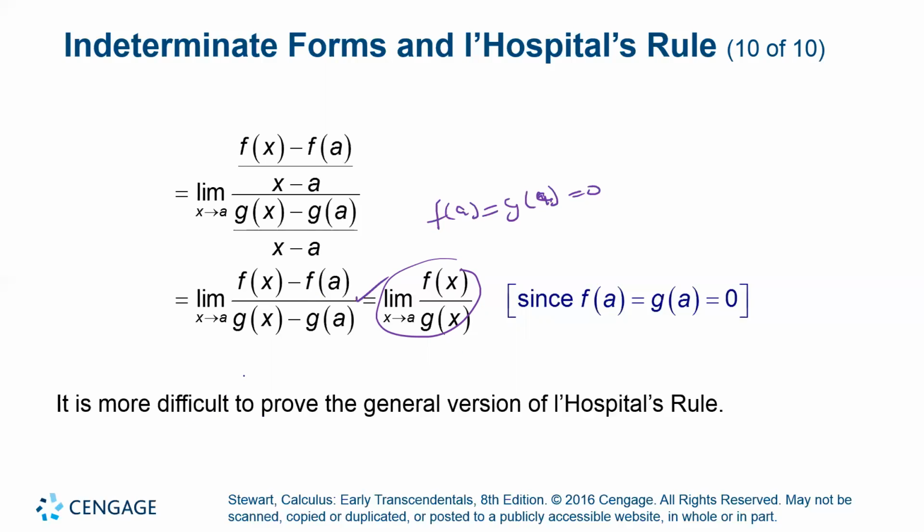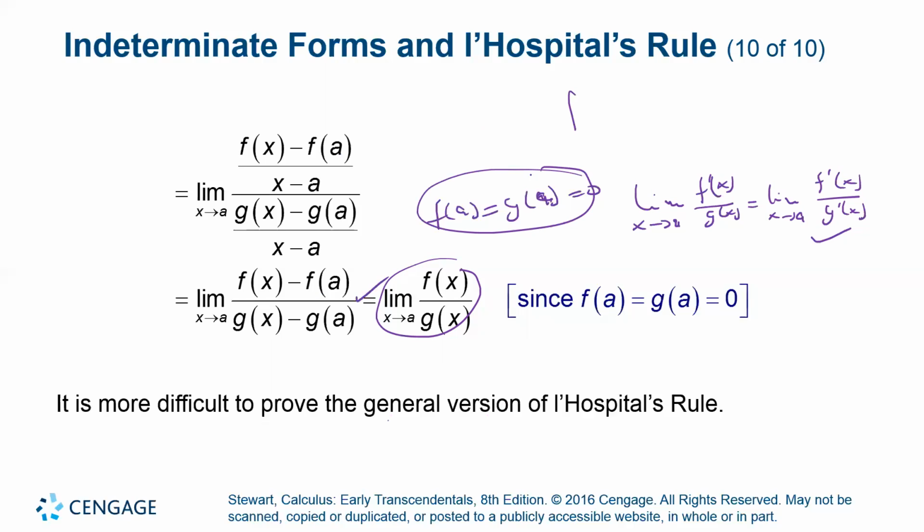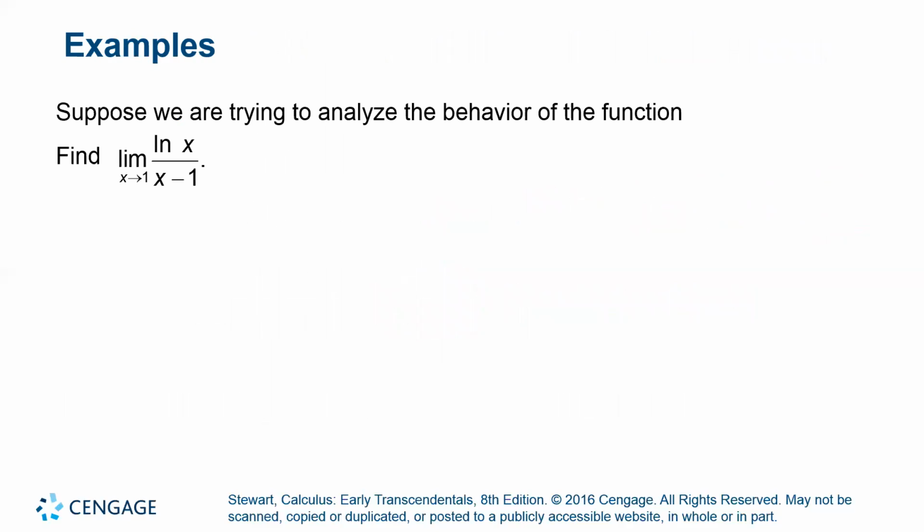So if you are finding the limit, this is a simple case. The limit as x goes to a of f of x divided by g of x is equal to the limit as x goes to a of f prime of x over g prime of x. This is what we just proved. Now it is more difficult to prove the general one, because this is just for a specific case where this is true. All right, so take note of that. Now let us apply this to some equations.